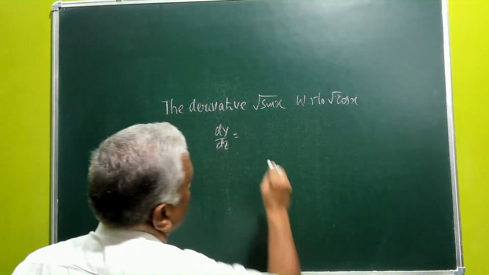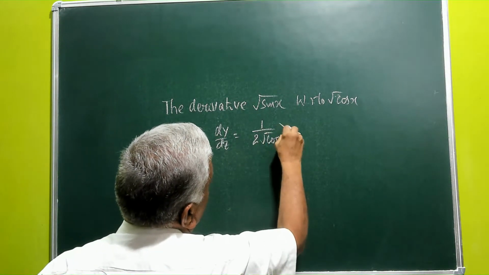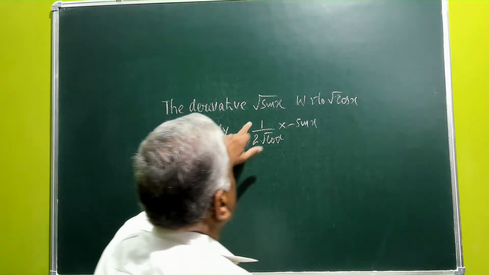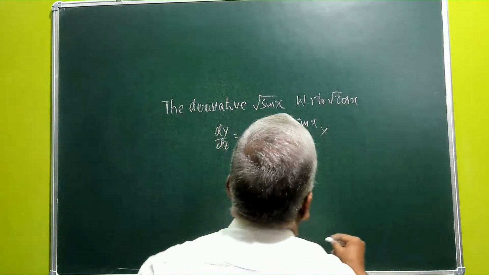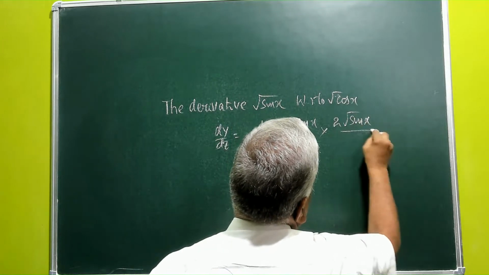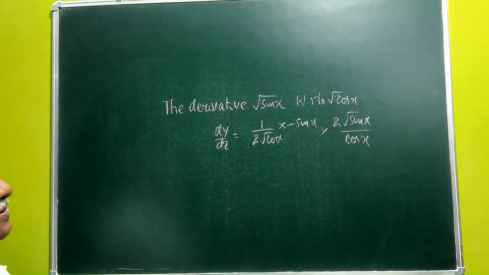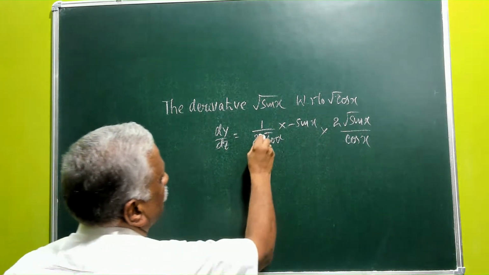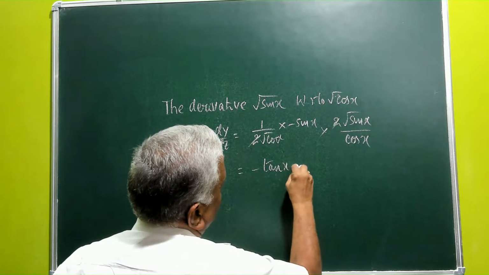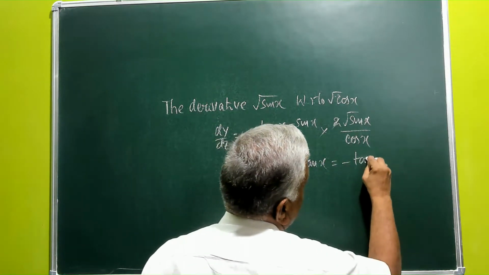First differentiate this: 1 over 2 root cos x into minus sin x. Differentiate this: 1 over 2 root sin x, the 2 root sin x will come to the numerator and cos x will come here. So what do you get? 2 and 2 cancel. It is minus tan x into root tan x, or minus tan x to the power of 3 by 2.